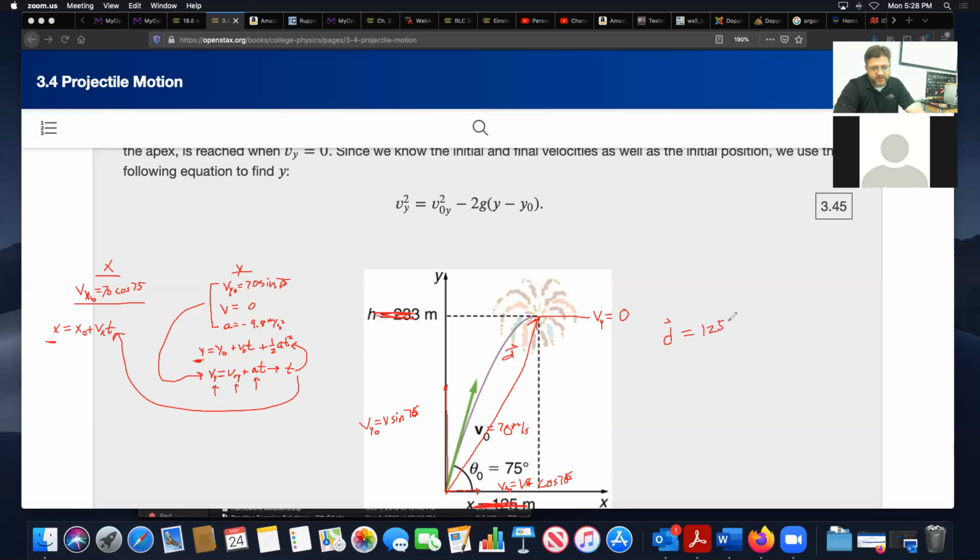125 meters in the x direction, right? We'll call that x direction, plus 233 meters in the y direction. That's just the addition of two different vectors, where this is one vector and this is another vector, right? This is my d sub x vector. It's my d sub y vector. Any questions about that particular example? Okay.